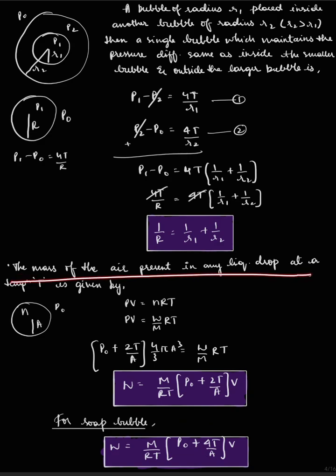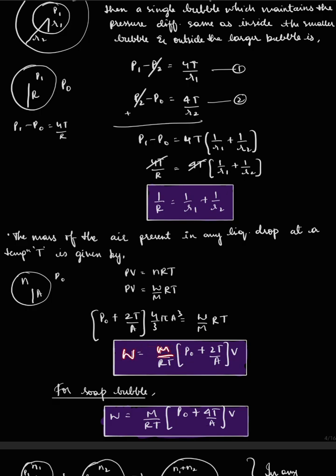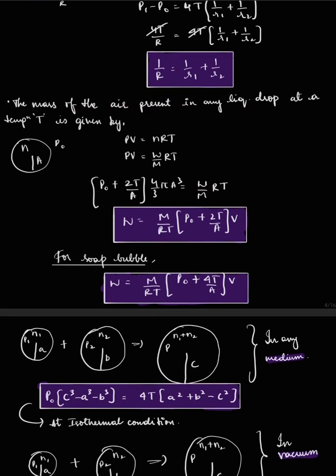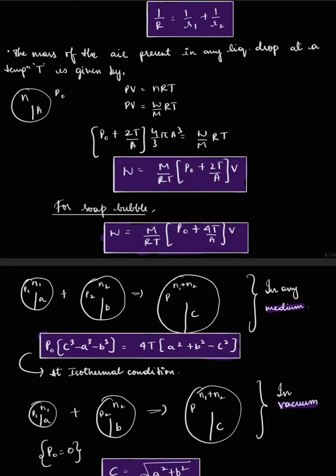Next, the mass of air present in any liquid drop at a temperature T is given by W equals m upon RT, where R is the gas constant, into (P naught plus 2T upon A) into volume. You get this as follows: PV equals nRT, where the number of moles equals weight upon molecular mass. We know P can be written as P naught plus 2T upon A, because it is a drop, not a soap bubble, for which we would write 4. The area is this because we wrote the radius as A. This is the formula for the mass of air present in any liquid drop. For a soap bubble, similarly, change 2T to 4T and your Frooti Tooti will be ready.